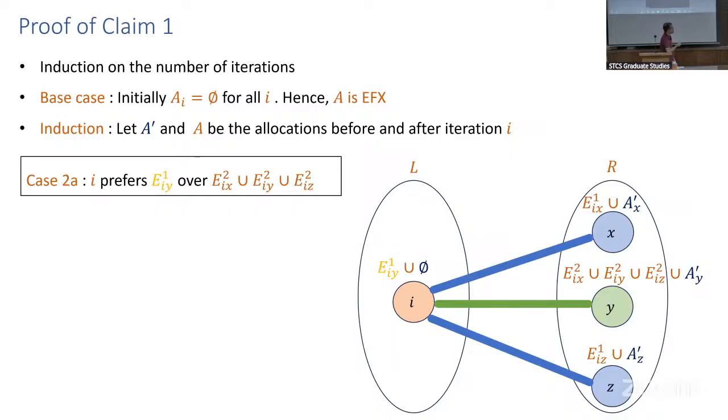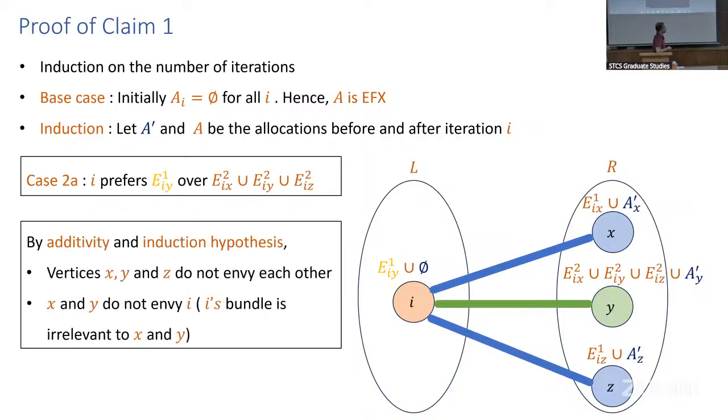Okay, and these are the current bundles. The orange ones are the current bundles. So basically, we can use additivity, and by induction hypothesis, we can say that vertices X, Y, Z do not envy each other. So I'll just prove that vertex X and Y do not envy each other, and the same thing holds for the other cases also.